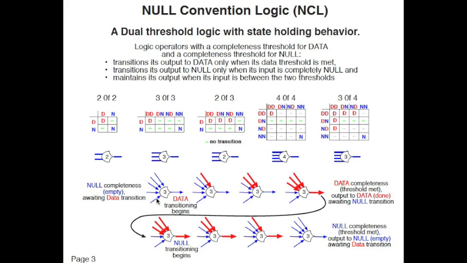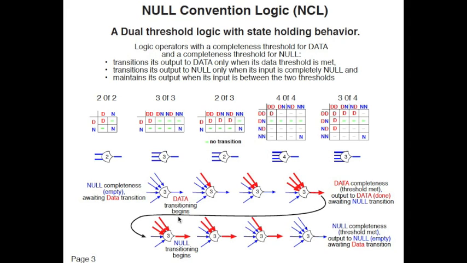So we have a 3 of 5 gate here, and we begin in an all null state. All the inputs are null and the output is null. One of the inputs transitions to data. The output remains null. A second input transitions to data and the output remains null. A third input transitions to data and we meet our threshold. We meet our data completeness pattern. And the output transitions to data.